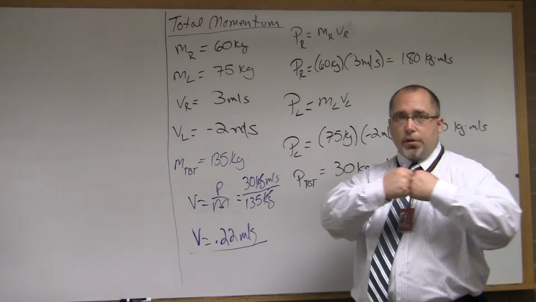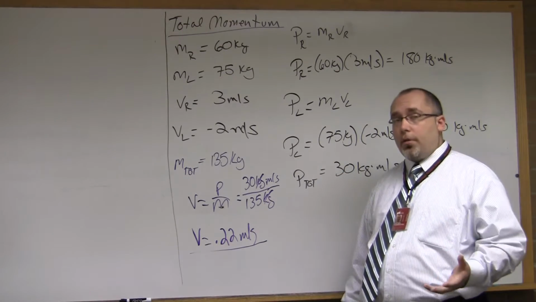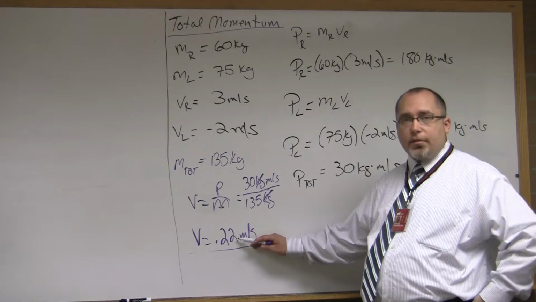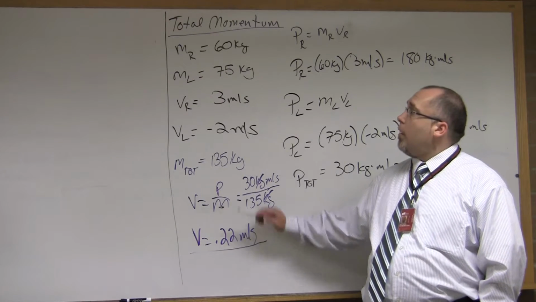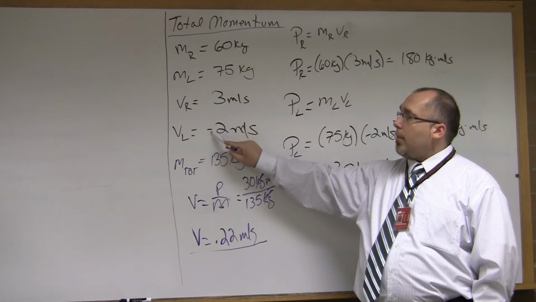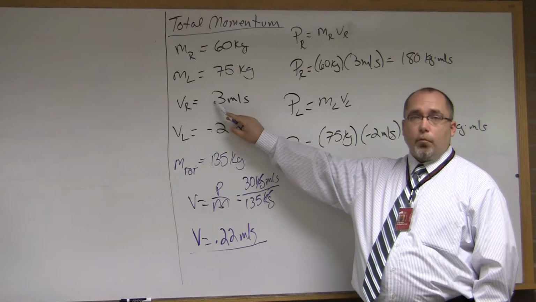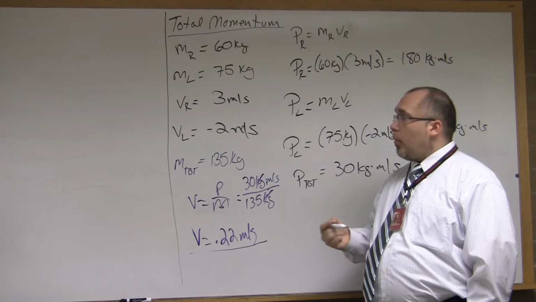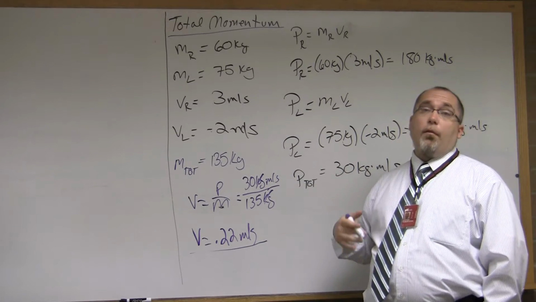In other words, one's pushing the other one back, but in which direction are they moving? Well, since this is positive, they're moving in a positive direction. Who had the positive velocity, the running back or the linebacker? Notice the linebacker had the negative 2, the running back had the positive 3. So in what direction are they moving? They're moving in the direction of the running back.